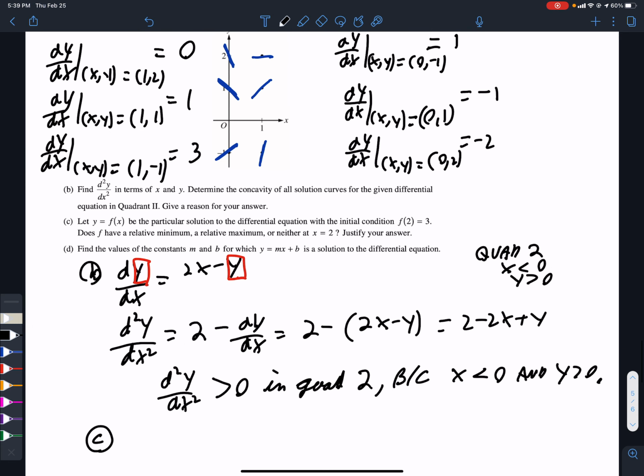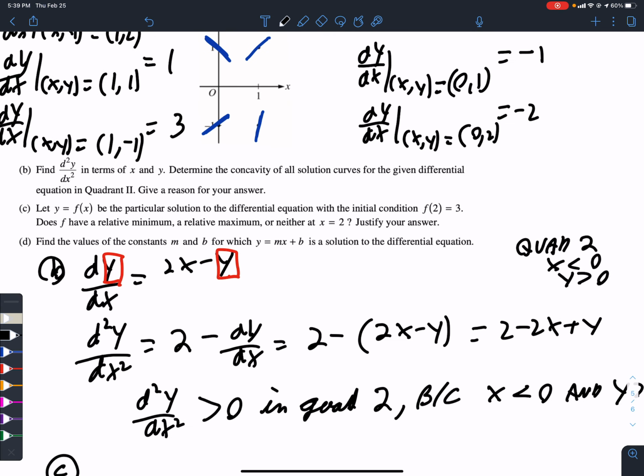Let f of x be the particular solution to the differential equation with initial condition f of 2 is 3. They don't ask you for the particular solution. Be very careful. Read carefully. A lot of students found the particular solution. It's not saying find it. It's just saying f of x is the particular solution. Does f have a relative max or minimum or neither at 2?